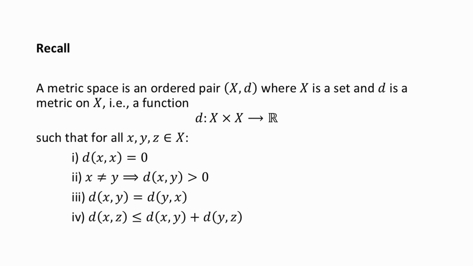Recall, a metric space is an ordered pair (X, d) where X is a set and d is a metric on X, i.e. a function d from the Cartesian product X times X to the real numbers R, such that for all x, y, z in X: first, d(x, x) equals 0. Second, x not equal to y implies d(x, y) is larger than 0. Third, d(x, y) equals d(y, x). Fourth, d(x, z) is smaller than or equal to d(x, y) plus d(y, z).